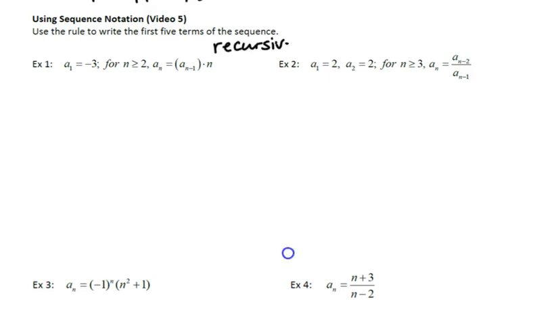We can recognize these as recursive rules because they both refer back to a previous term. We see an a sub n and we see an a sub n minus 1. Here we see an a sub n, an a sub n minus 2, and an a sub n minus 1. So it's referring back to previous terms in the sequence.